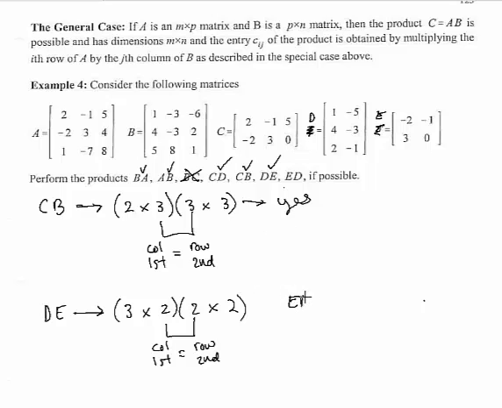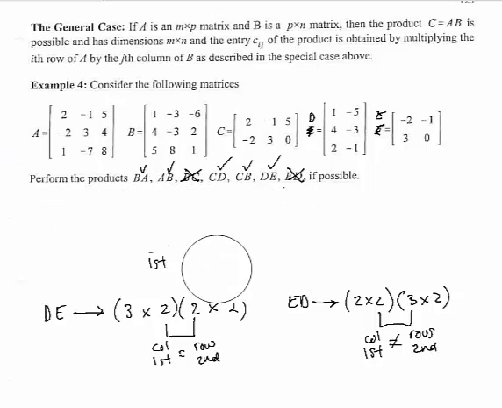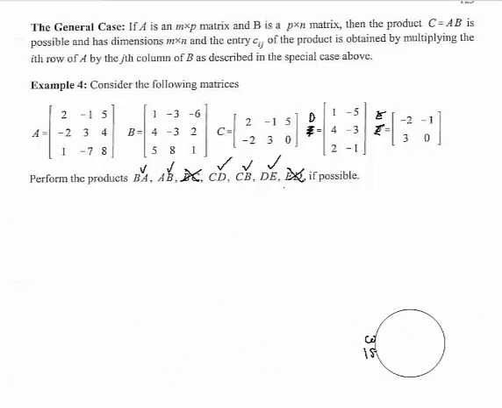And finally ED, we've got a 2 by 2 times a 3 by 2, and no, okay, these do not match. Columns of the first does not equal rows of the second. Alright, so we'll cross this one out, and we're left with 5 that we can actually compute. I'm going to pick the smallest one, and then I'll show you how to do the larger ones with your calculator.